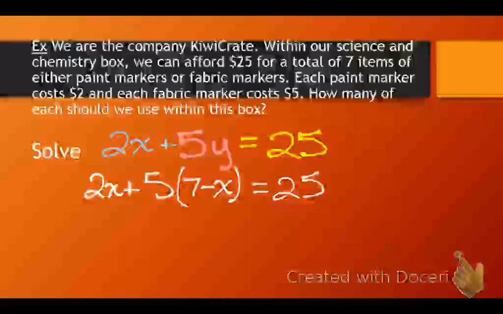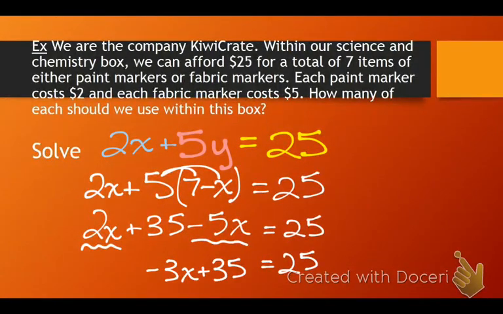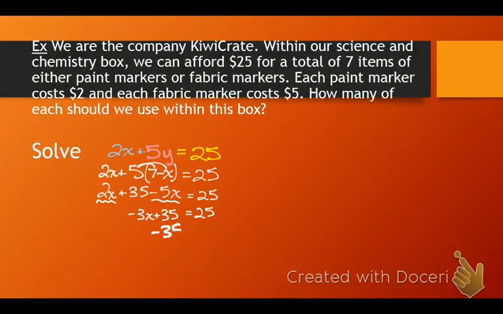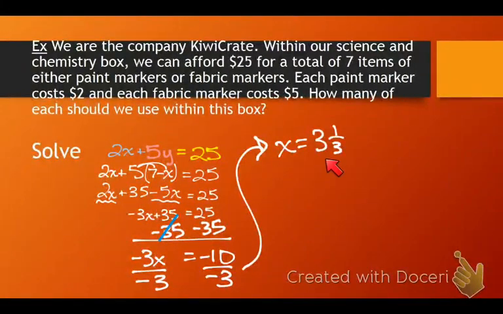So let's start solving. Let's distribute. Let's get like terms together. Let's subtract 35. And then divide by -3. We get negative 10 divided by negative 3, which should mean that the amount of paint markers is about 3 1/3. But wait a second, amount of paint markers should be 3 1/3?